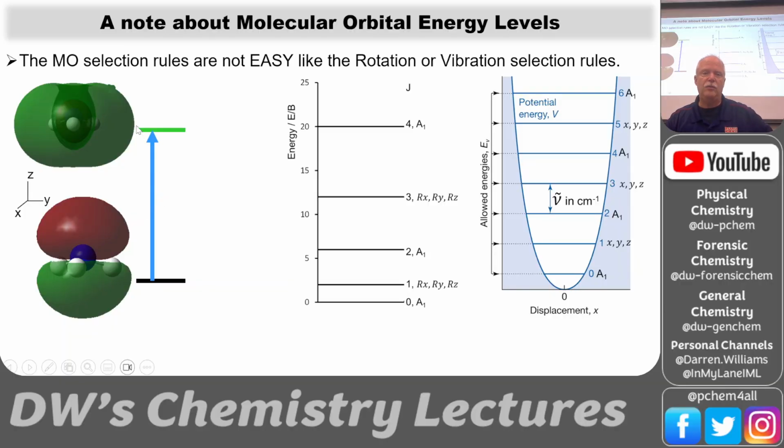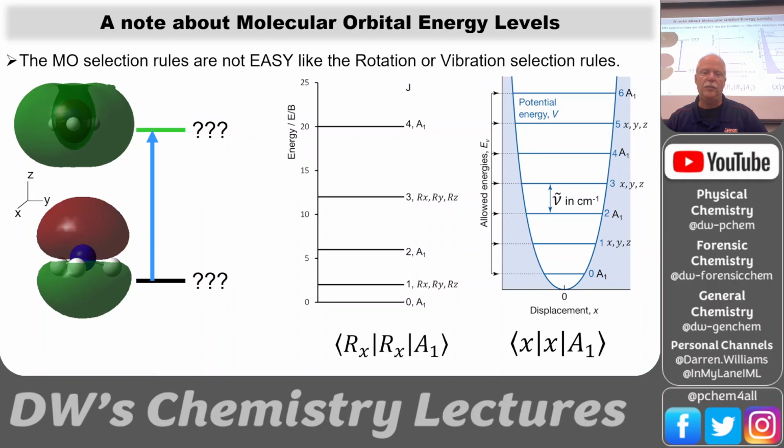So the MO selection rules are not easy like the vibration and rotation ones. Because we don't know what those MO symmetries are by definition. For vibration, if we're starting from the fundamental, the 0 to 1 transition, we know this one is always the top row. And for rotation, if we're doing the 0 to 1 transition, we know that the 0 is always in the top row. But for molecular orbital theory, we can't just automatically assume this one is A1, top row. We have to look at it and walk through the character table and make sure we know both of those. We have to assign both of them.